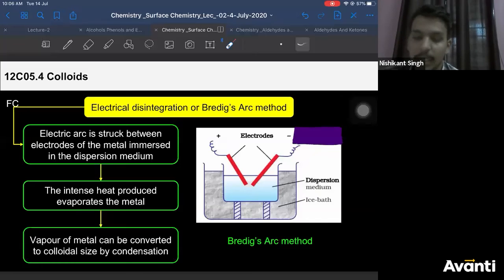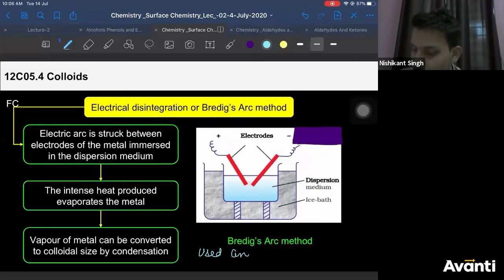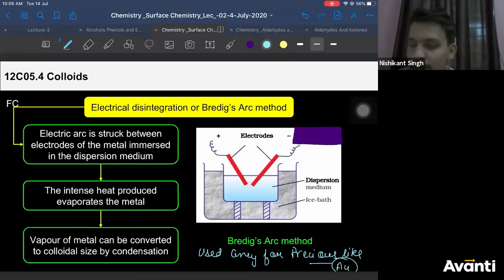solution, right? Now there is a limitation to it. What is the limitation to this method? You are converting your metal electrode into colloidal solution. That is the limitation. That means it is used only for precious colloidal solutions like gold, platinum. If you want to make a colloidal solution of gold, platinum, silver, then you use this. Is that clear?